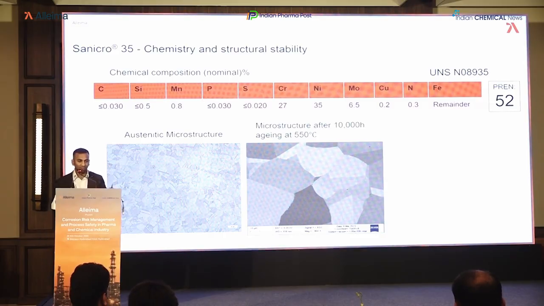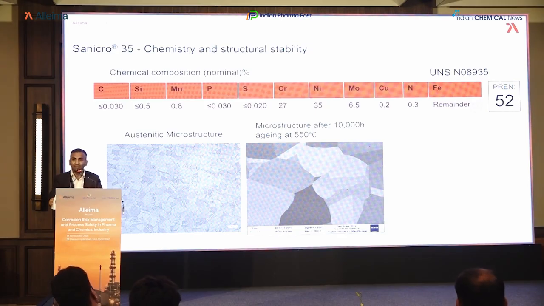So this is the chemical composition of that material. The name Sanicro 35 came because of the 35% nickel in the material, with 27 chrome and 6.5 moly. You can see it is a straight austenitic phase, the austenitic microstructure, and you can see the microstructure after 10,000 hours of aging at 550 degrees Celsius. So you don't see any carbides in the grain boundaries.